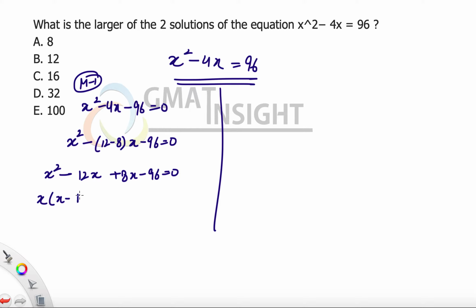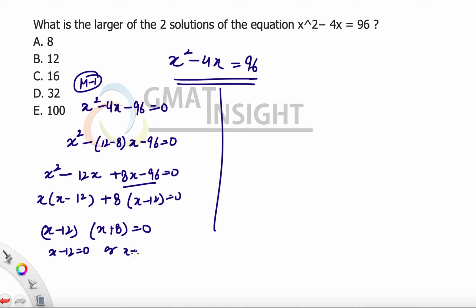X, when taken as common, leaves us with x minus 12, plus 8 taken as common from these two parts leaves us with x minus 12. Now x minus 12 can further be taken as common because we have it at two places. Now we are left with x plus 8, and this gives us the product of two things is 0. That is either x minus 12 equal to 0 or x plus 8 is equal to 0, which leaves us with two solutions, either x equal to 12 or x equal to minus 8. And since we know that the larger of the two, which the question is asking, is 12, so the answer is certainly option B. That's first method.